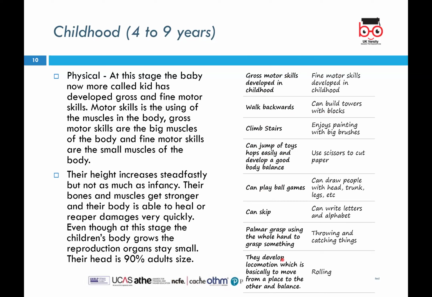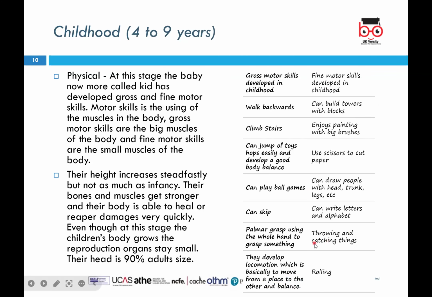Whereas fine motor skills in childhood, like they can build towers with blocks, they enjoy painting with big brushes, they use scissors to cut paper, they can draw people with a head, trunk, legs, etc. Mostly they'll draw their parents and their siblings. They can write letters and alphabets. They can throw and catch things. These are all fine motor skills, and they can roll around. These were the physical skills that we were talking about of a child.